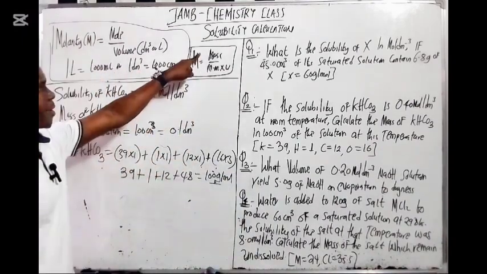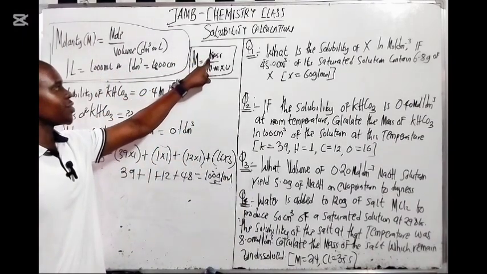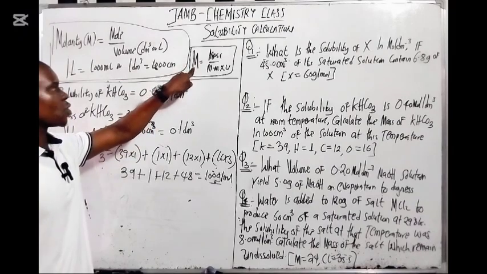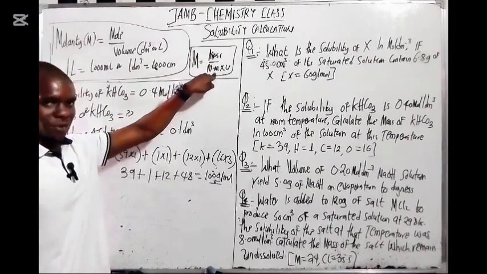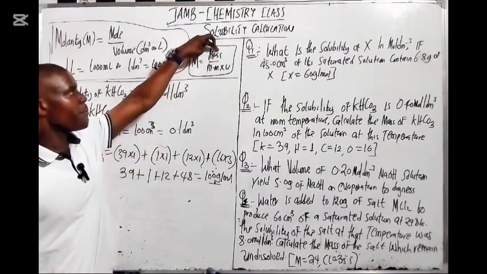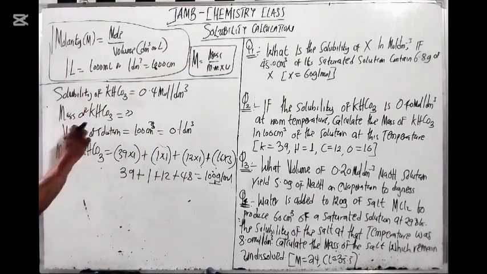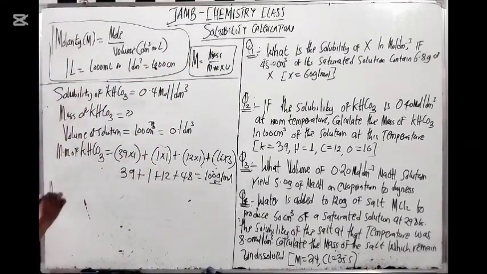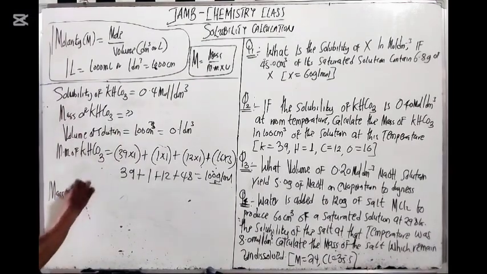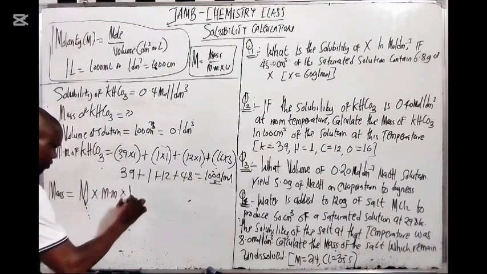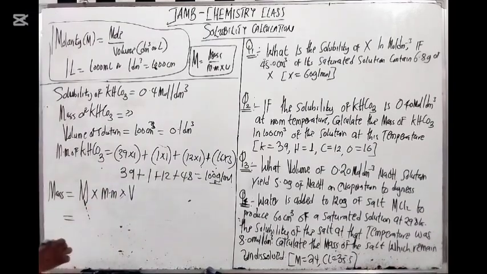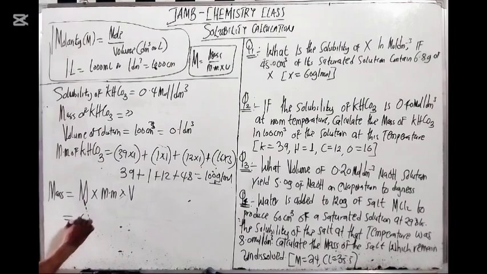So I want to use the formula here. We have molarity equals mass over volume times molar mass, right? So if you want to make mass the subject of the formula, because here we are looking for the mass, mass is equal to the molarity, which is the solubility, times molar mass times volume, right?